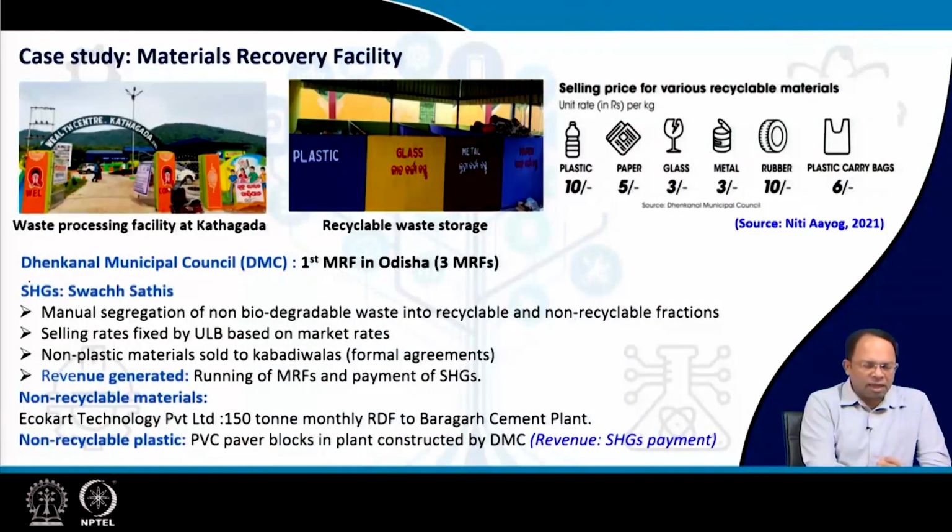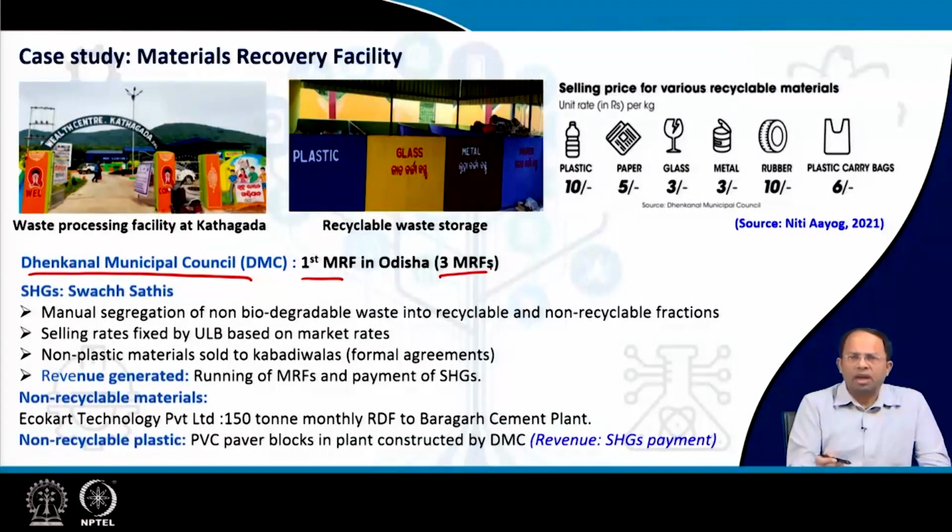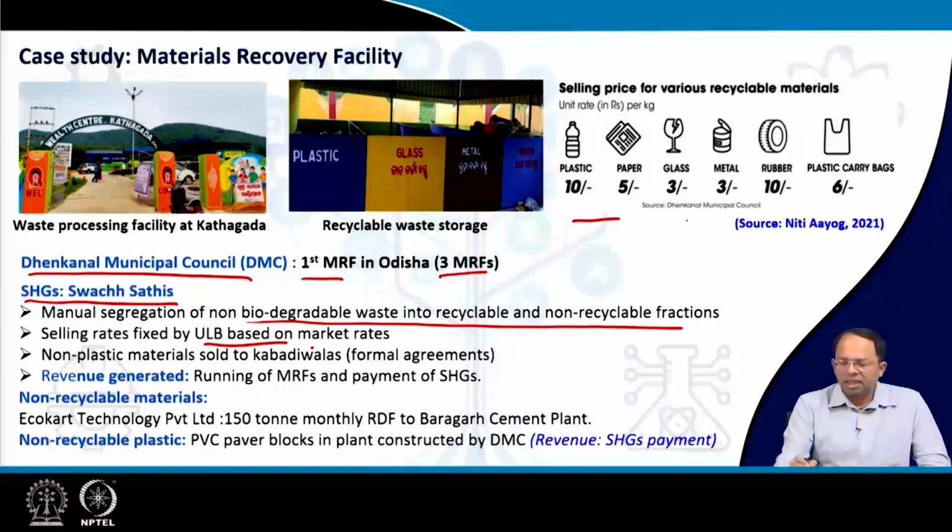So next, coming to the Dhenkanal Municipal Council, they set up the first MRF facility in Orissa. Now they have got 3 MRFs, and they are using self-help groups, Swachh Sathis, to do this kind of sorting. Manual segregation of non-biodegradable waste into recyclable and non-recyclable fractions. They sell at the rates fixed by the ULB. As you can see, these are the rates fixed by this ULB.